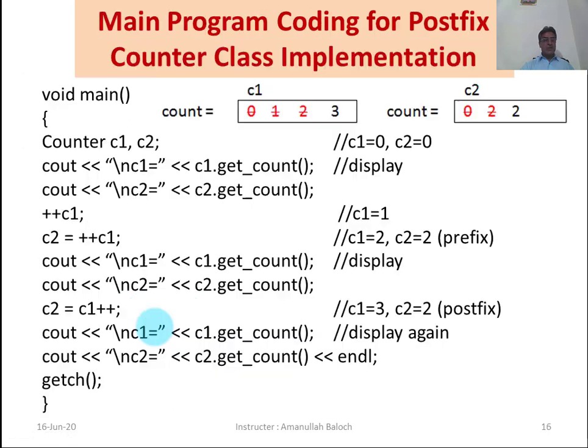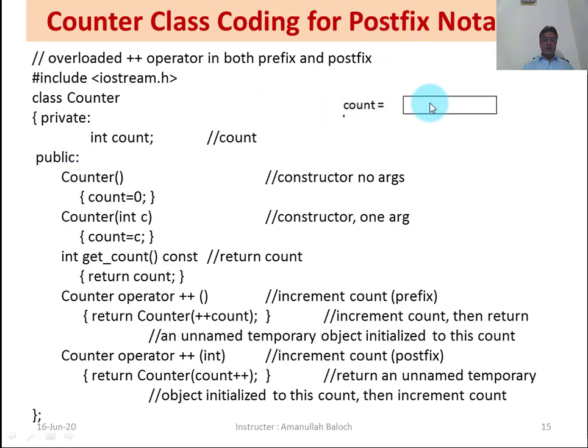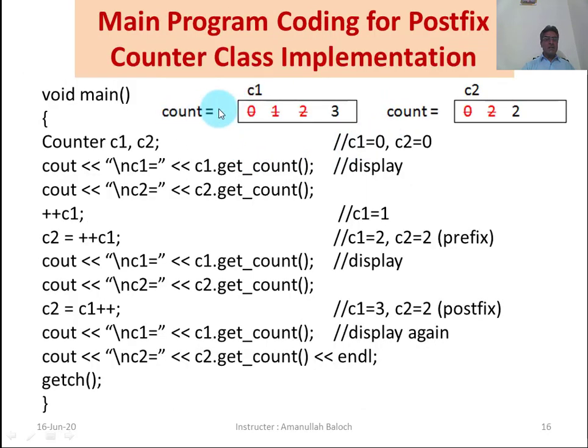constructors. So in the main program we have two variables, two objects, C1 and C2 of the counter class. The counter class contains the memory of only count. So this count value will be assigned to C1 and also to C2. So C1 contains the memory of count, C2 also contains the memory of count, because this is the memory which the counter class contains.